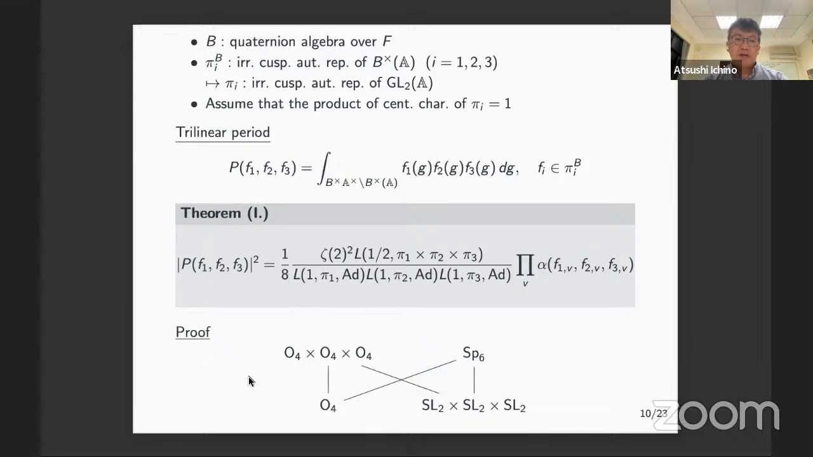Then we know that the square of the period is essentially equal to the central value of the triple product L function of degree eight. So this L half is the main term on the right hand side. This formula was proved by using theta lifting again and also the seesaw identity. Namely, from the left hand side of the seesaw, we get the square of the trilinear period. And from the right-hand side of the seesaw, we get some integral representation of the triple product L function of Garrett, Piatetski-Shapiro, and Rallis.